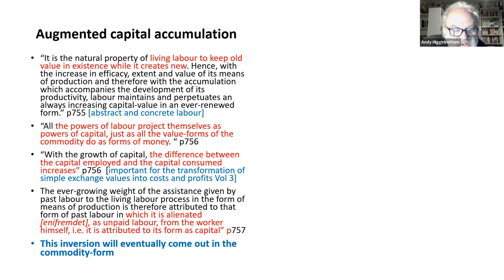This is a really important part of his argument when it comes to the question of the transformation of simple exchange values into costs and profits, because profits for capital are actually measured against the totality of the capital employed, not only the capital consumed, right? Okay. And once again, he's talking about wage labor being alienated. Now, this inversion that I've already mentioned will eventually come out in the form itself of the commodity. Okay, this is what he's hinting at, but doesn't develop here.